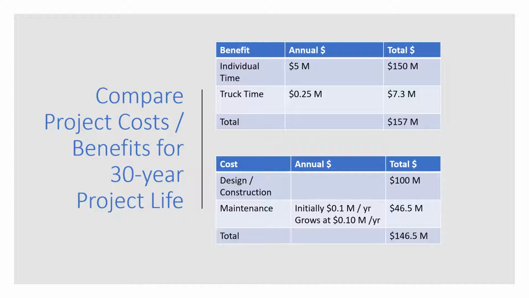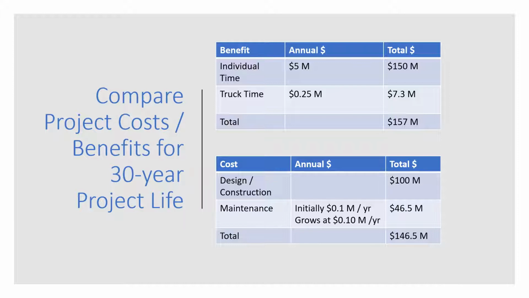If you didn't know any better and didn't realize that you need to consider the time value of money, you might just add up all the numbers and come up with, here's our benefit. I added up the benefits: we have 157 million. The costs are 146.5 million for design and construction, and I just took all these numbers and added them up together. But in fact, this is naive and this is not typically how things are done, because over a 30-year project life, you need to consider the time value of money, which I've been talking about for a little while.